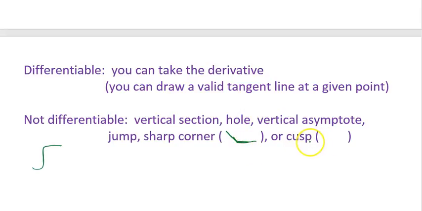A cusp is a word you may not have seen before, and it's kind of like a pointy place. I always think about the stalactites and the stalagmites in caves. It's something like that. That happens occasionally, but that has a name. It's a cusp, and it's another one of those places where you could draw multiple tangent lines, so you don't have one answer, and therefore it's not differentiable.